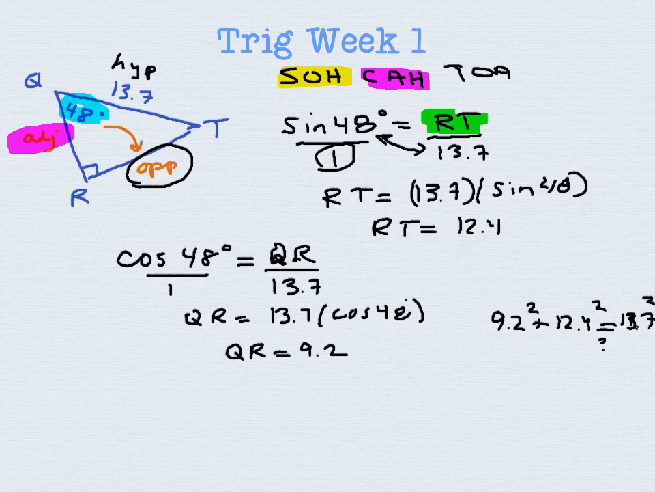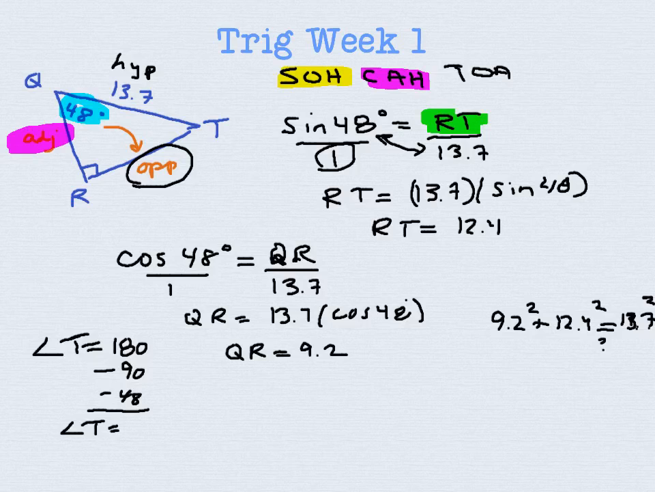And the other thing that we're missing is the angle at T. Well, the angle at T is found by taking 180 minus the 90 minus the 48. So angle T equals 42 degrees. You could have just taken 48 from 90 as well and got 42 degrees. 48 and 42 are complementary. This question was an example of using one side and an angle to find the missing parts.